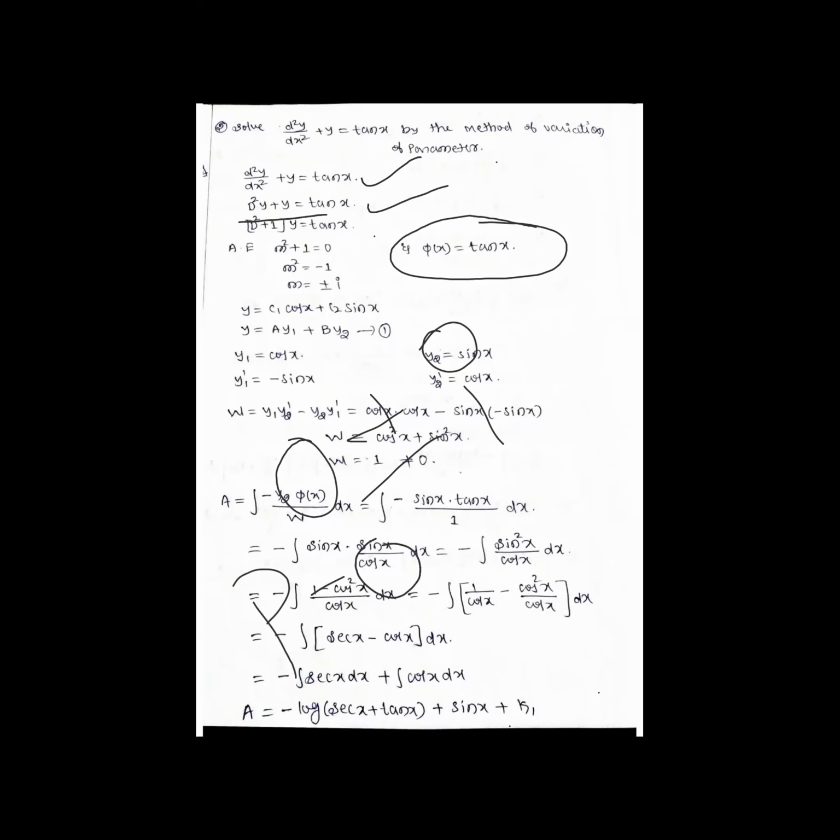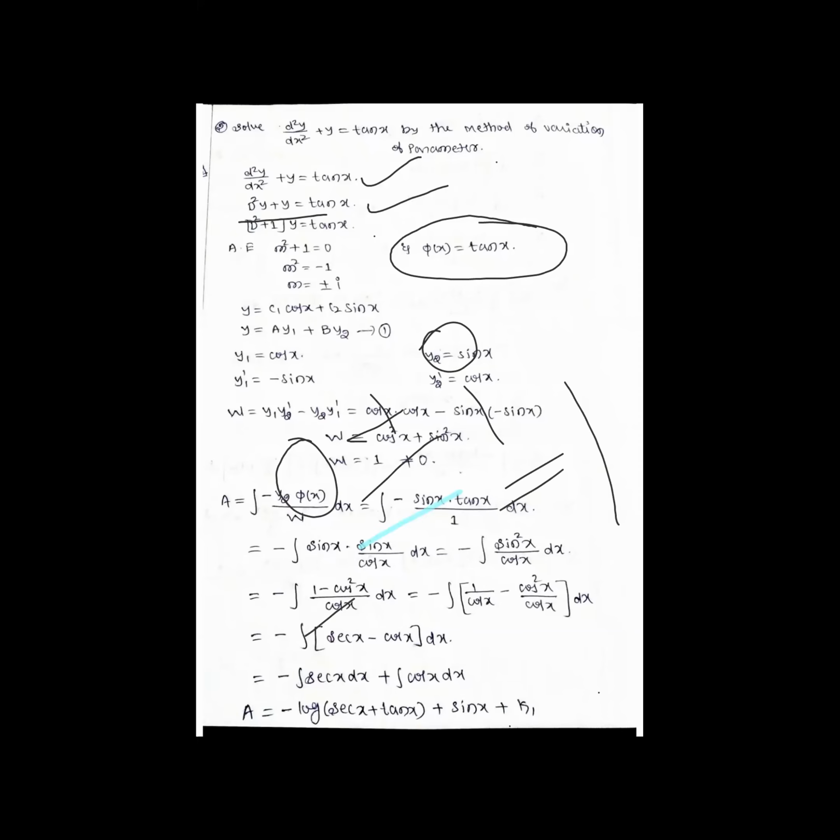So here phi of x, whatever the RHS quantity is, that is called phi of x, that is tan x. m square plus 1 equal to 0. So m square equal to minus 1, m equal to plus or minus i. So here you can see 0 plus or minus i, which means P is 0, and Q is the coefficient of i, that is 1.